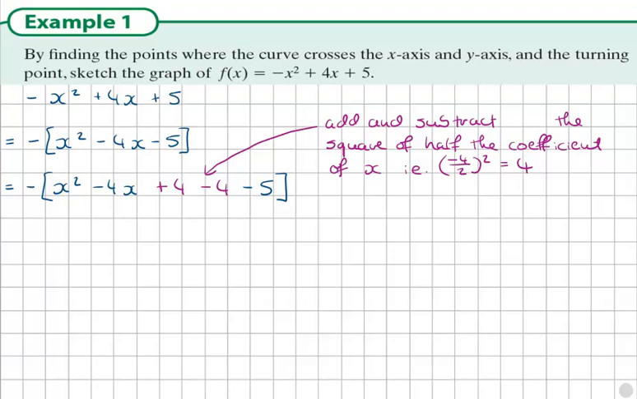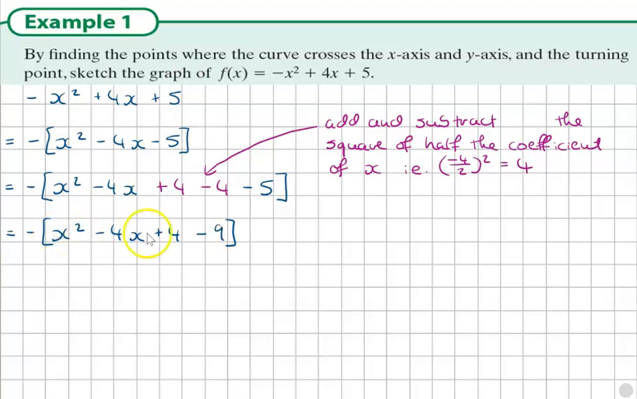Then we're going to complete the square with what's inside the brackets. So we're going to add and subtract the square of half the coefficient of x. So the coefficient of x is minus 4. So minus 4 halved is going to be minus 2, and minus 2 squared is 4. So we're going to add and subtract 4, and then we're going to bring down the minus 5. So it's important to note that the plus 4 and the minus 4 go directly after the x. So the minus 4 and the minus 5 will simplify to minus 9.